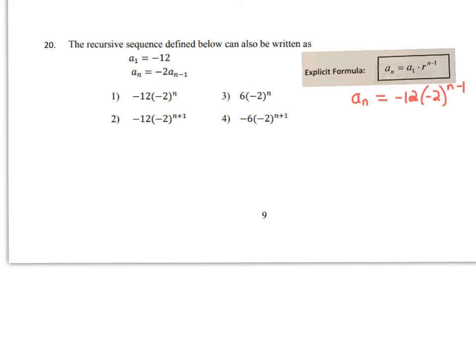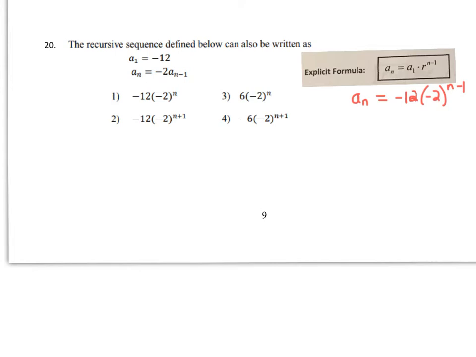Okay, so now here's the problem. I don't see that answer there. So we're going to have to figure out which one of the answer choices here is equivalent to this explicit formula, okay? Because if you notice this says n minus 1, none of the answer choices say n minus 1.